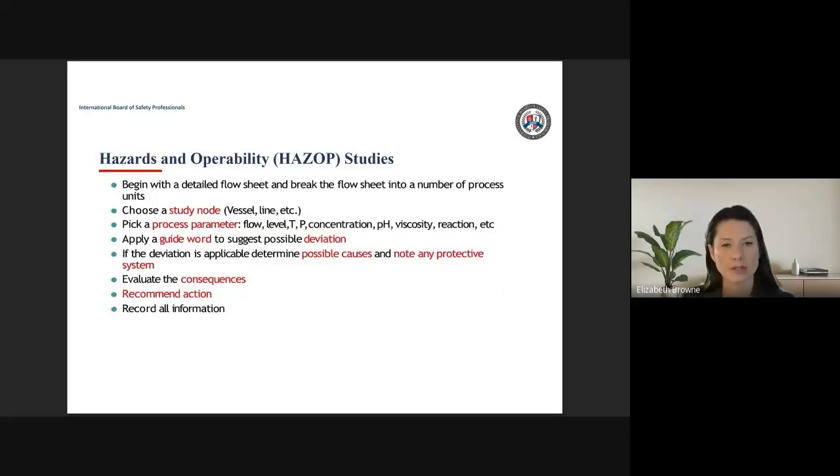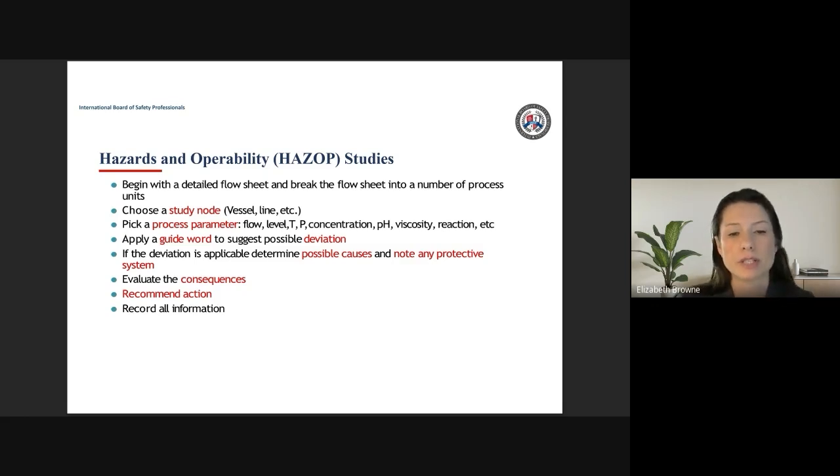We spoke about hazard and operability HAZOP studies earlier. These begin with a detailed flow sheet, and we break that flow sheet into a number of process units. We would choose a study node, so a vessel or a line, and then we pick a process parameter. So flow, level, concentration, the pH, viscosity, reaction. And then we apply a guide word to suggest if there's been a possible deviation.